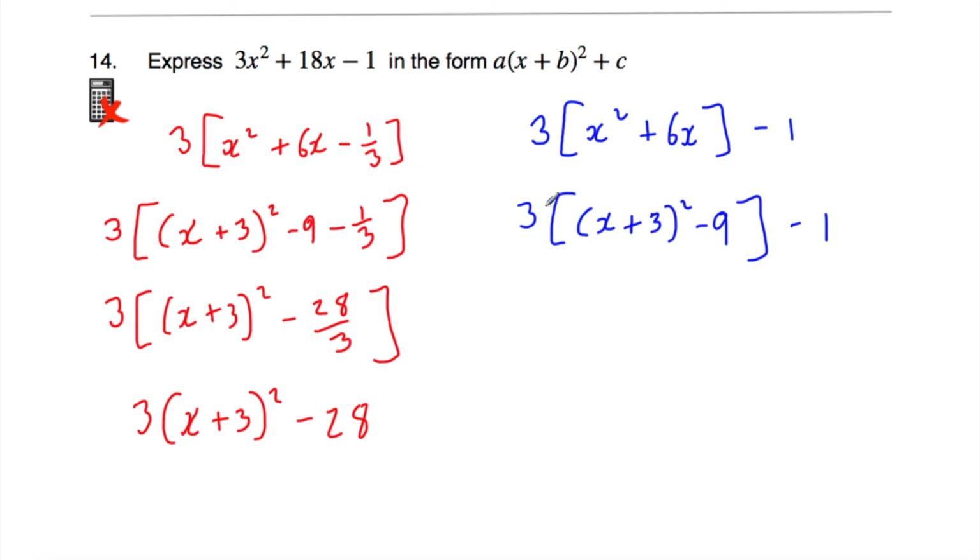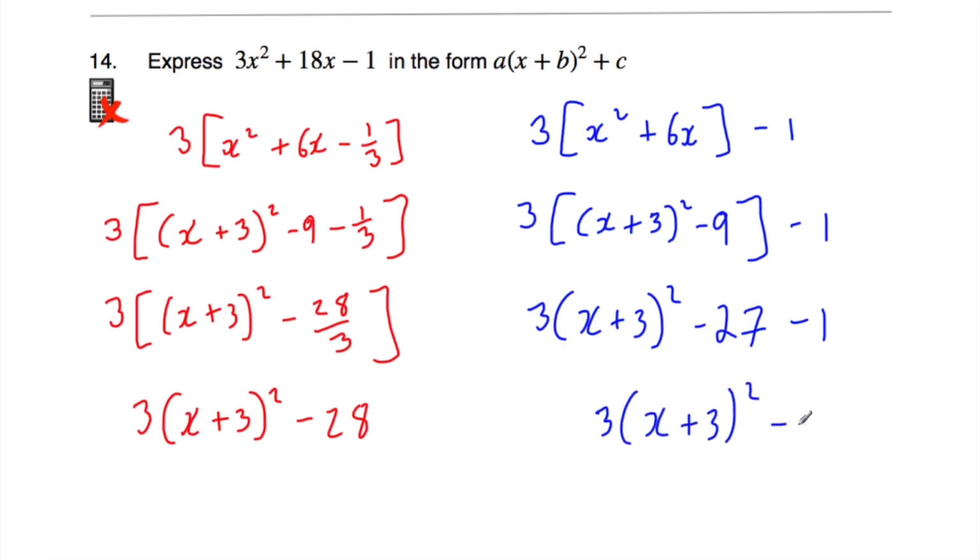And now we're almost done. We just need to expand our brackets. 3 times this bracket would be 3 brackets x plus 3 close bracket squared. We've got minus 9. We're timesing that by 3, so it's going to be minus 27. And then we've still got our minus 1. And minus 27 minus 1 will be minus 28. So it'll be 3 bracket x plus 3 close bracket squared minus 28. And that's it. So there are two different approaches we could use. We could take 3 out of everything, or just take the 3 out of the first two terms.